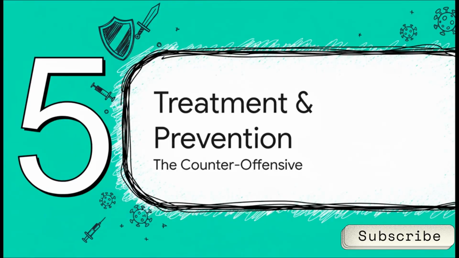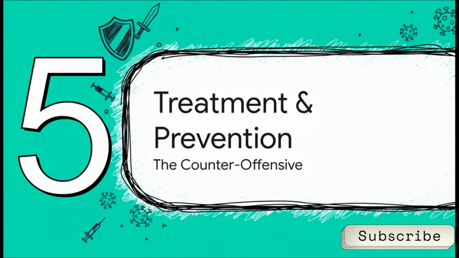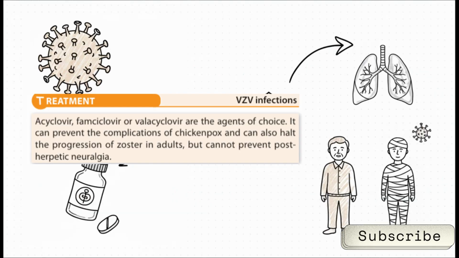All right, we've defined the enemy, tracked its invasion, and learned how to confirm its presence. Now let's talk about the counteroffensive. How do we treat it, and even better, how do we prevent it in the first place? When it comes to treatment, the name of the game is acyclovir. This antiviral is our go-to weapon. Now, for a healthy kid, you might just let it run its course. But for adults, the immunocompromised, or anyone at risk for severe disease, getting them on acyclovir early is absolutely key to prevent those nasty complications we talked about, like pneumonia.